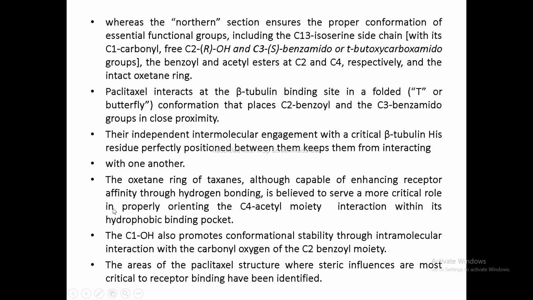The areas of the paclitaxel structure where steric influences are most critical to receptor binding have been identified.